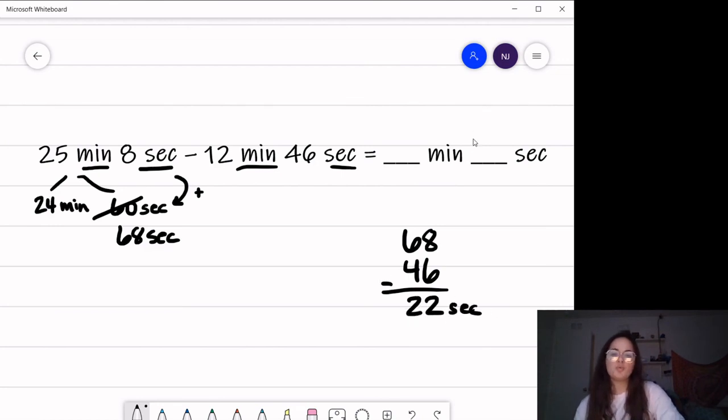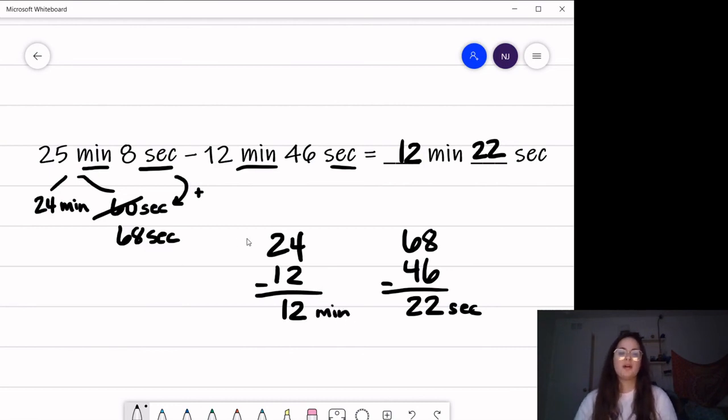And that gives me 22 seconds. So I subtracted my seconds from my seconds, and I'm not forgetting about the minutes, because in the previous examples we only had to subtract the smaller units, and then this guy could just come on over. But in this case, I've got minutes on both sides of the subtraction sign, so I'm going to need to subtract that 12 from the 24. And I get 12.